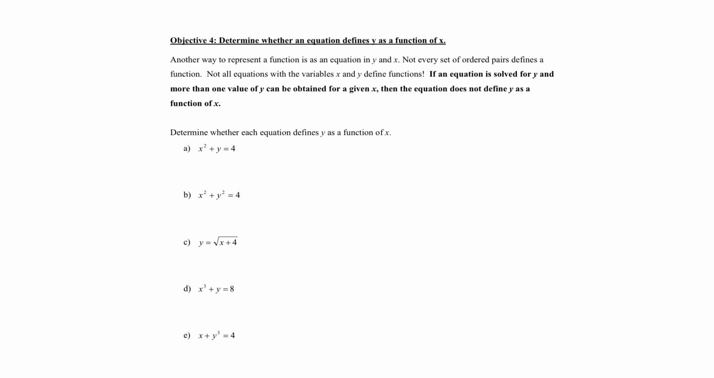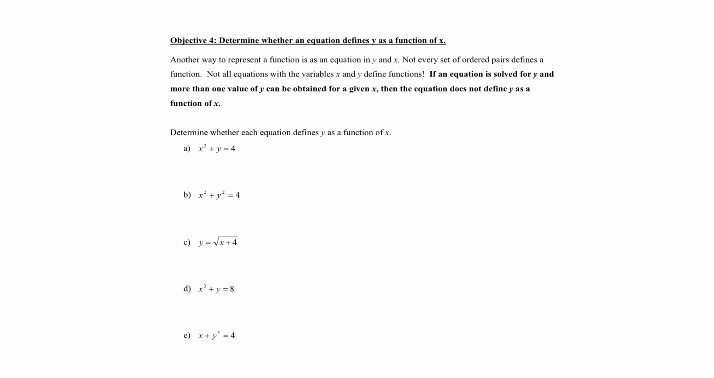But another way to represent a function, as we've seen, is in an equation in y and x. Not every set of ordered pairs defines a function, and not all equations with the variables x and y define functions. If an equation is solved for y, and more than one value of y can be obtained for a given value of x, then the equation does not define y as a function of x. So let's look at some examples of this and see what we're talking about.